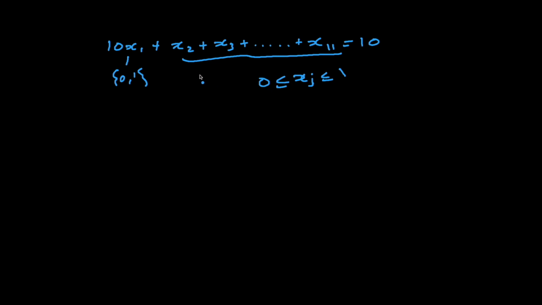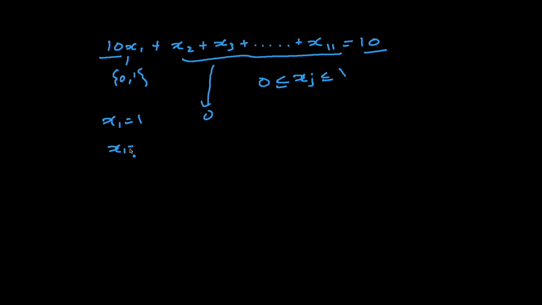So it's kind of simple, right? When x1 equals 1, this part will be 10 and this part is 10. So x2 to x11, all of them are 0, right? So when x1 equals 1, all of these other variables are 0.